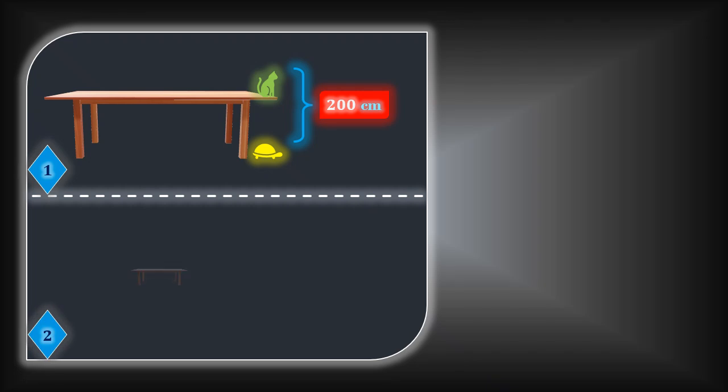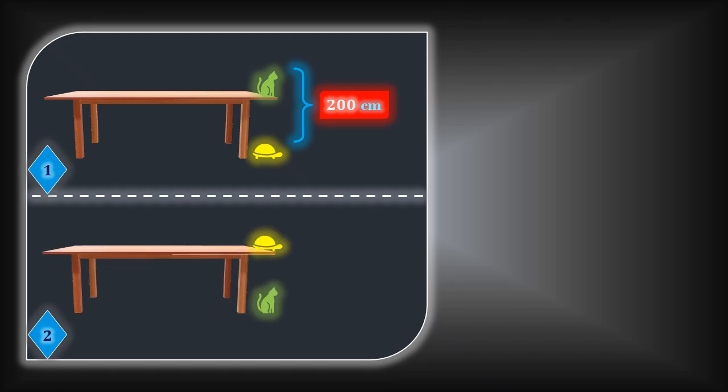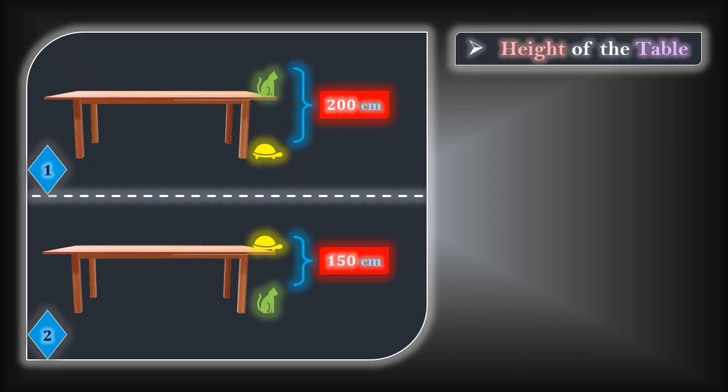In the second diagram, we have the same table, but this time the turtle is standing on the table while the cat is on the floor. In this second configuration, the distance between the top of the turtle and the top of the cat is equal to 150 centimeters. The objective is to determine the height of the table. Before continuing, pause the video for a moment and try to solve the puzzle by yourself. Now, let us see the solution together.